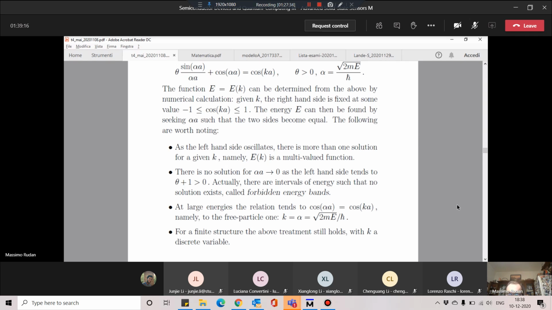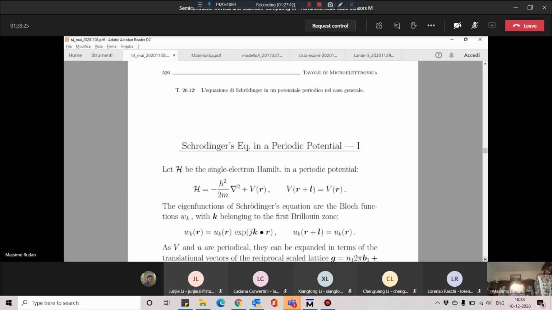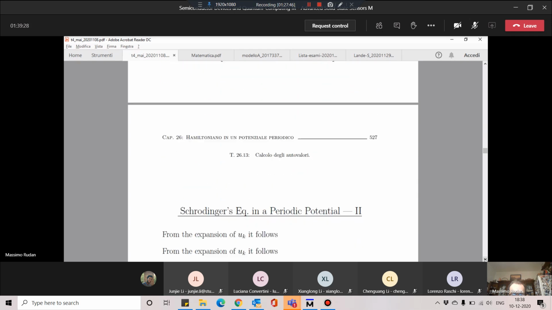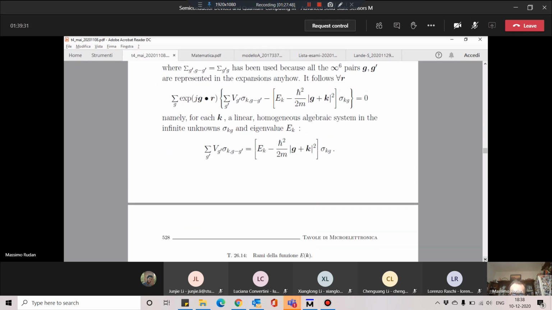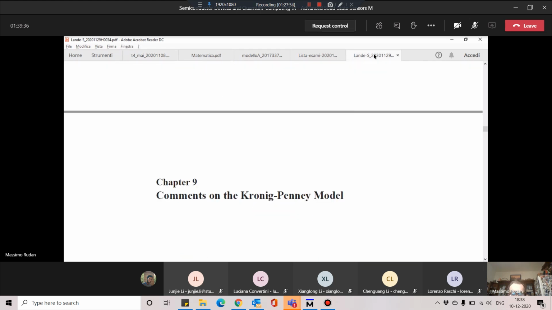I think that I must change the pages, because what follows is the three-dimensional replica of it. Now you should be able to see a page entitled Comments on the Koenig-Penny model. This material will be uploaded into the website. So it is just a continuation of what I was saying earlier.